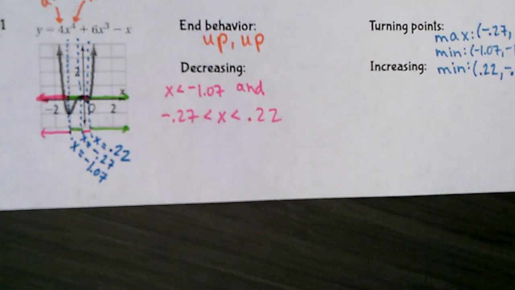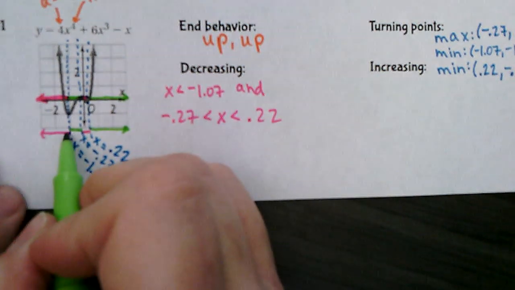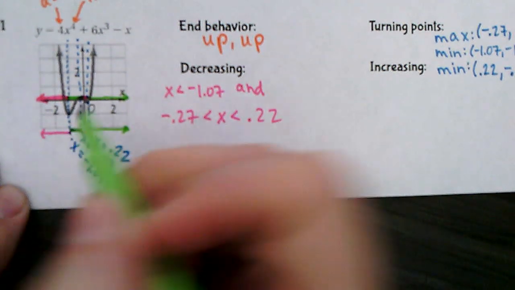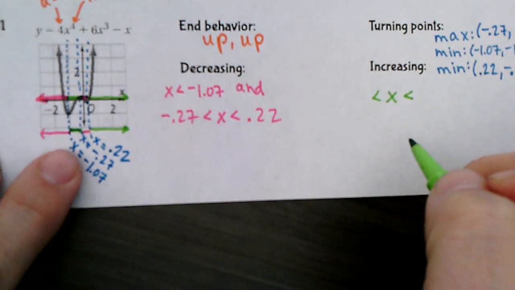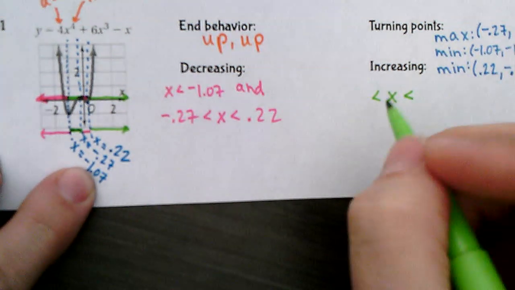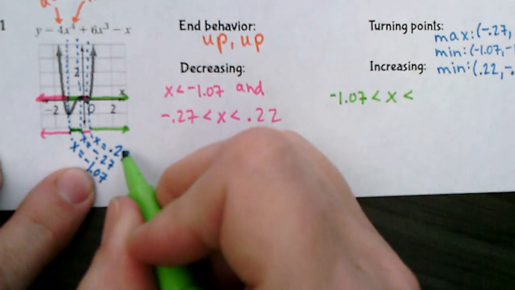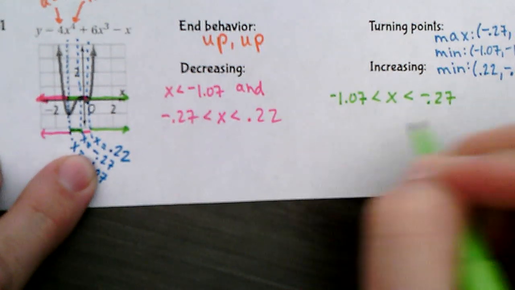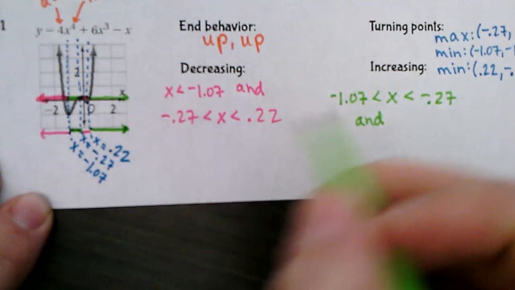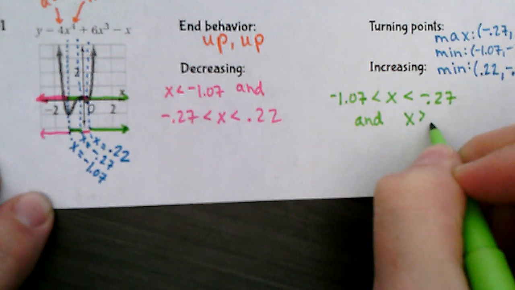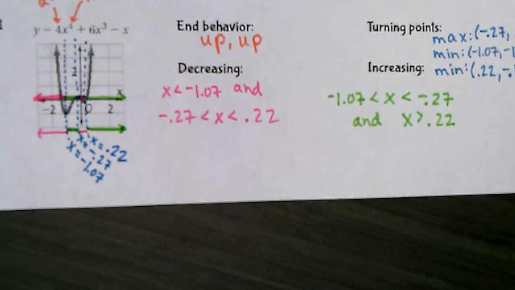And then my graph is increasing in two sections. Right here, it's increasing trapped between these two values. So I'll have x trapped between two numbers with the less than symbols. It's trapped between negative 1.07 on the left and negative 0.27 on the right. And then it would be also all the x values that are larger than 0.22. So x is greater than 0.22. We'll have a few more opportunities to do this here on the back side of this page.